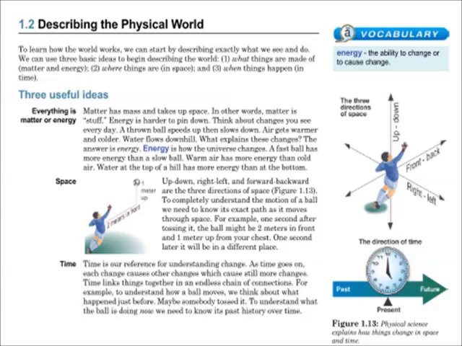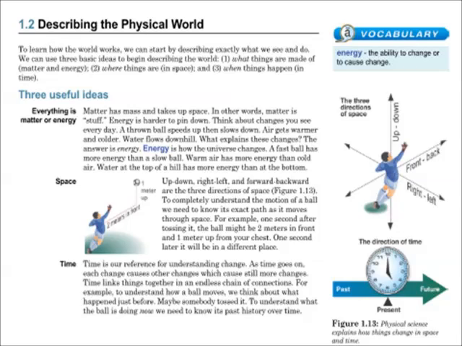Three useful ideas. Matter has mass and takes up space. In other words, matter is stuff. Energy is harder to pin down. Think about the changes you see every day. A thrown ball speeds up, then slows down. Air gets warmer and colder. Water flows downhill. What explains these changes? The answer is energy. Energy is how the universe changes.